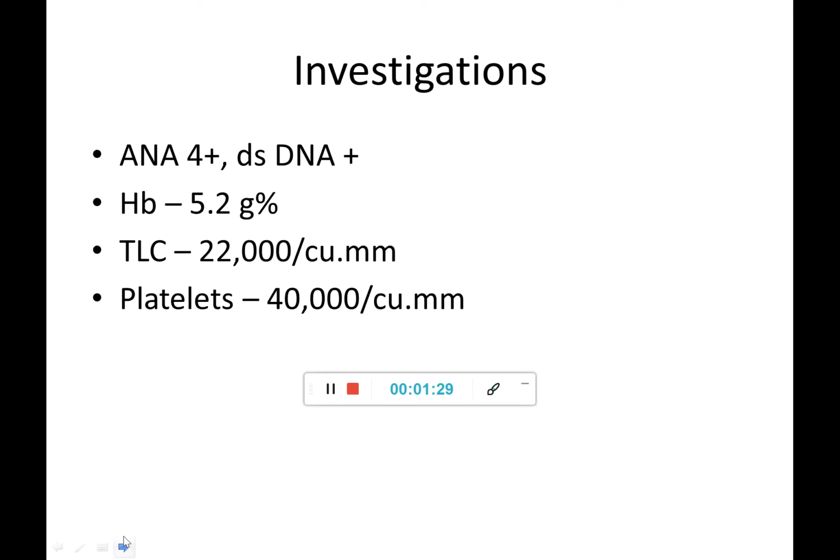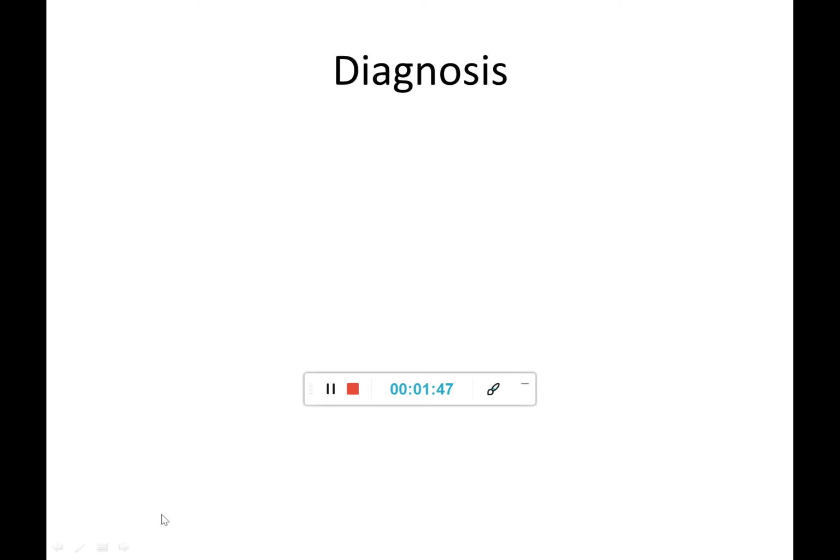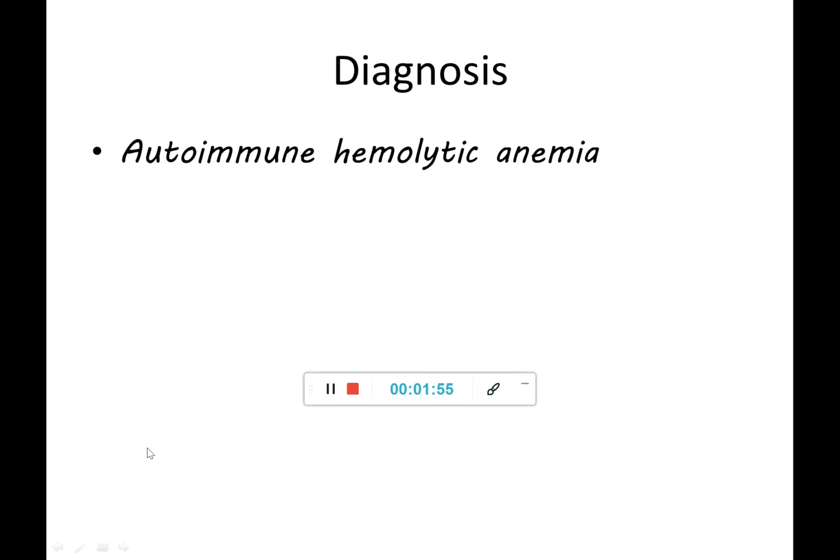Now, here again, very important clue, you know that ANA is the most common antibody in SLE. Second thing is double stranded DNA is very pathognomonic of SLE. So in all probability this is a case of SLE associated with sudden onset of hemolysis. So what do you think is the diagnosis? Those who have known the answer, please write it down. What is the diagnosis? The diagnosis is autoimmune hemolytic anemia.